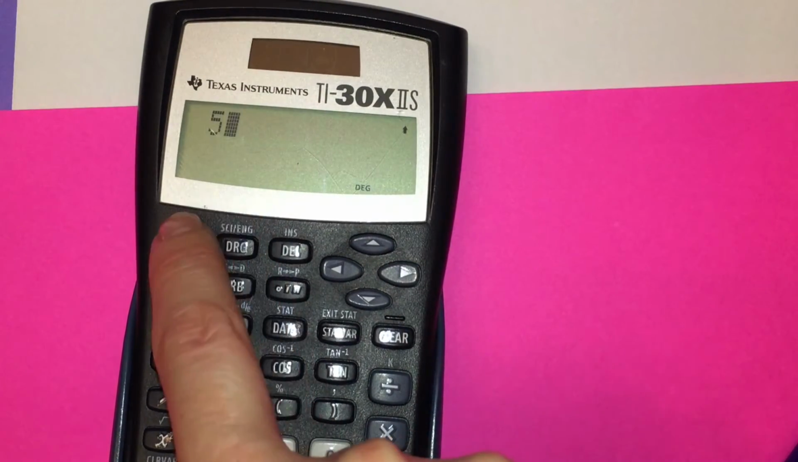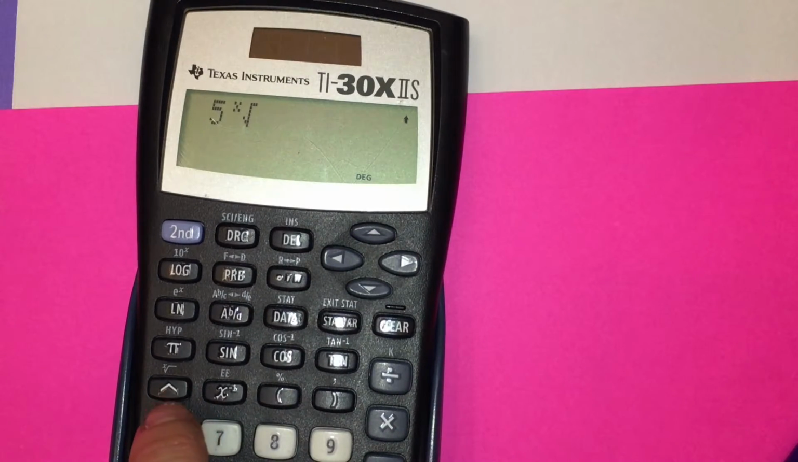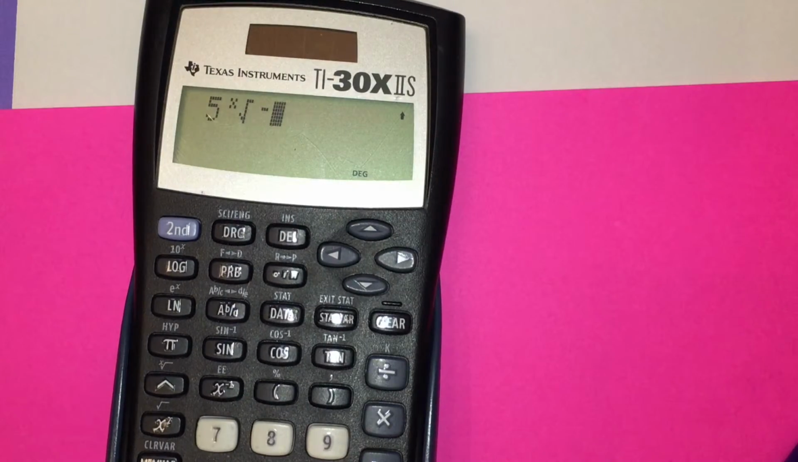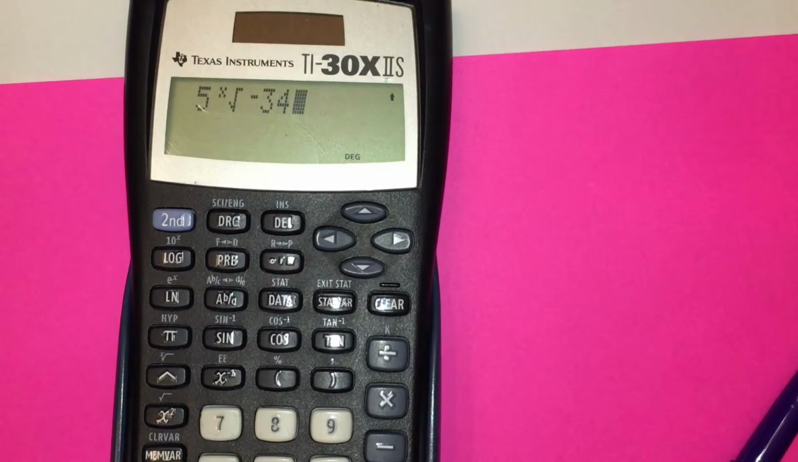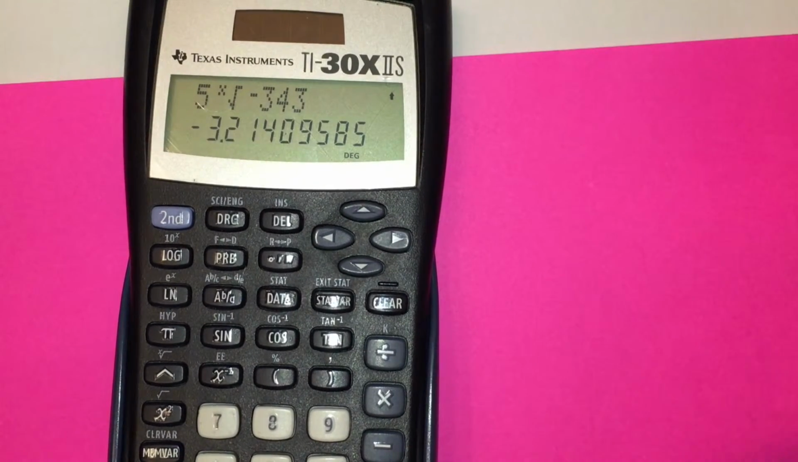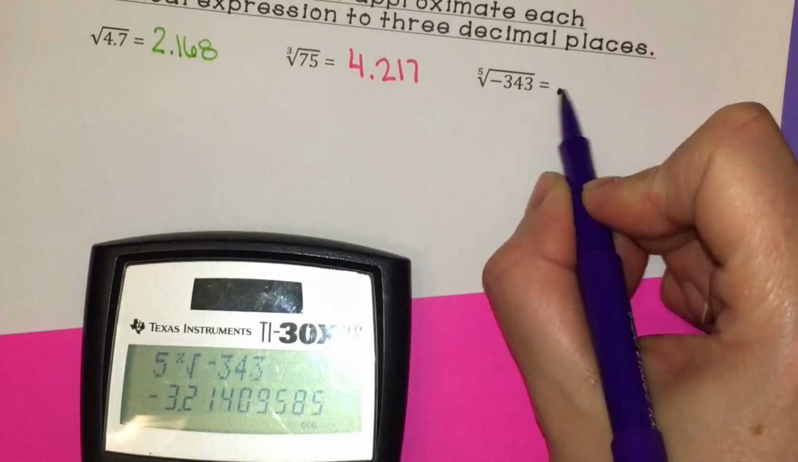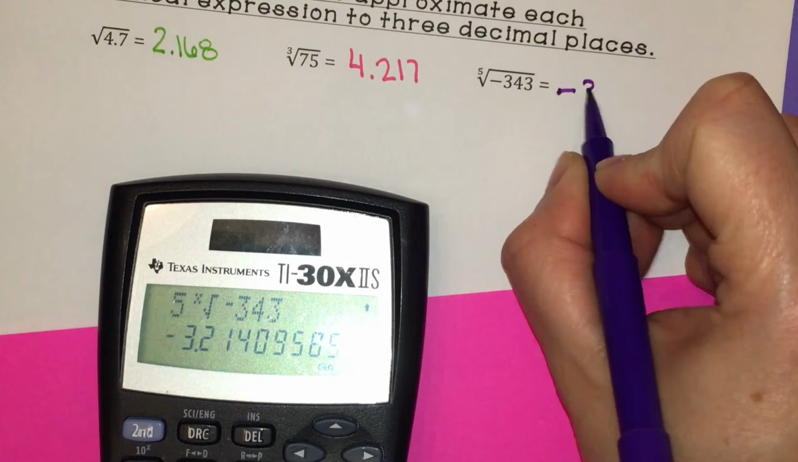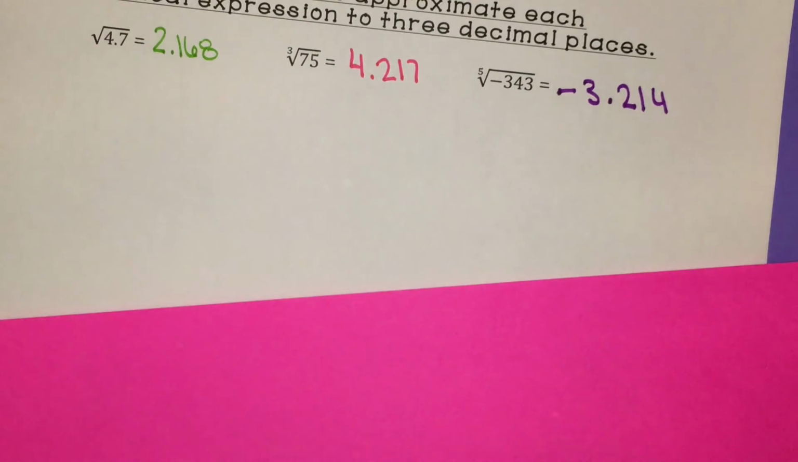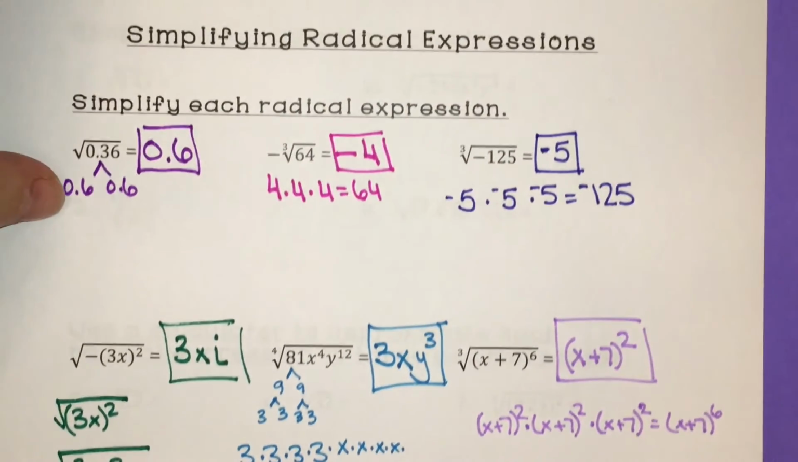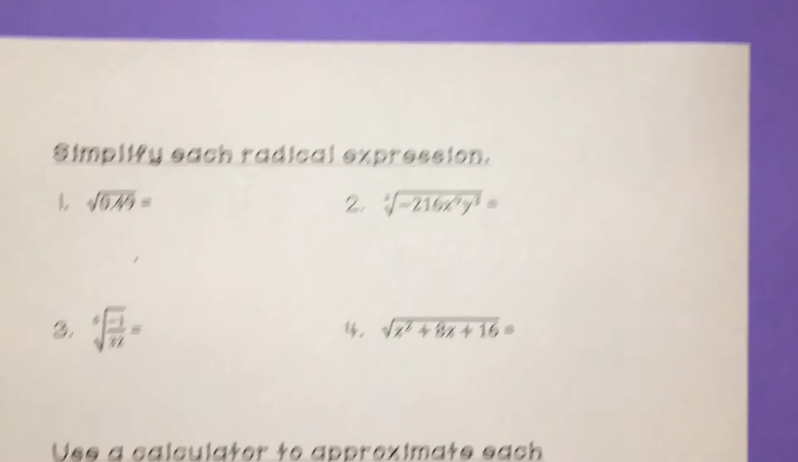Okay. Then last one, I'm going to do the fifth root. So 5, second caret button. So the fifth root of negative, don't hit minus, you have to hit the negative button that's below the 3. Negative 343 is negative 3.214. All right, so those are pretty easy using the calculator as long as you can identify where the button is where you can do the 3rd root, 4th root, 5th root.